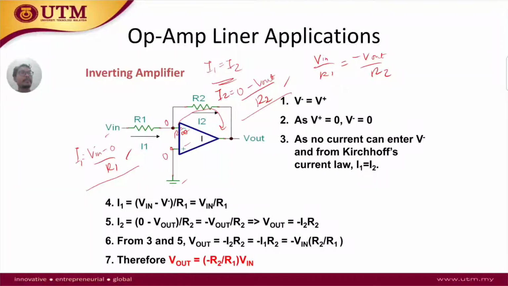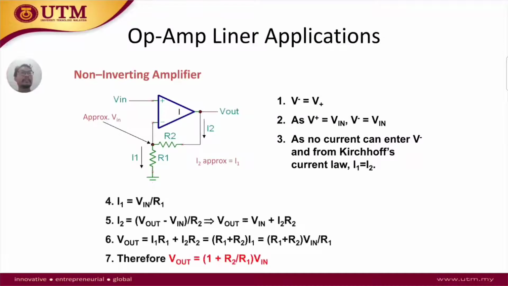And therefore we can derive that V out will be equal to minus R2 over R1 times V in. So this is an equation that we need to know, where your V out is just a ratio of R2 to R1, inverting, times the V in. Okay, let's look at the next one.